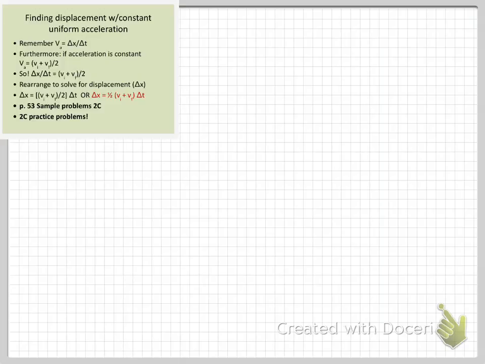All right, so we're going to start off here, finding displacement with a constant uniform acceleration. And though you've got the derivation on the slide, I think it actually makes more sense if we do it step by step together. Reading it on the slide isn't the best way to do it. So remember that we're starting off with only two equations, and right now, all we're using is V average equals delta x over delta t.